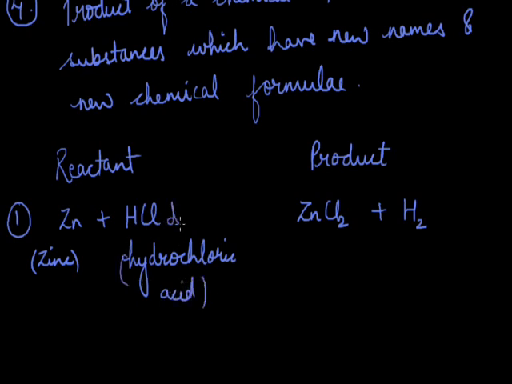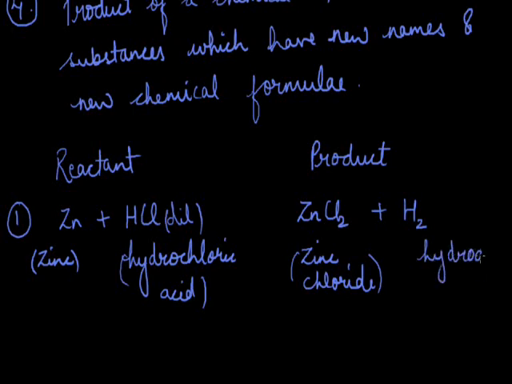Okay, dilute. Now the products which are formed are zinc chloride and hydrogen gas. So we can see that there are new products formed. These products have a different name than that of the reactant, and they have a new chemical formula. This is the new name of the product. So after the reaction, the new products which are formed have different names than that of the reactant.